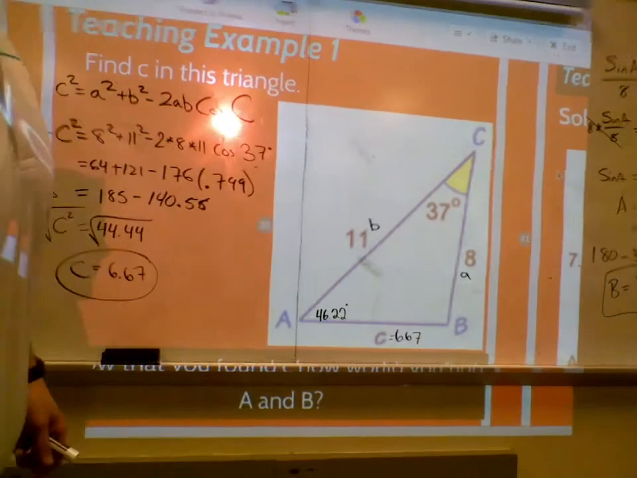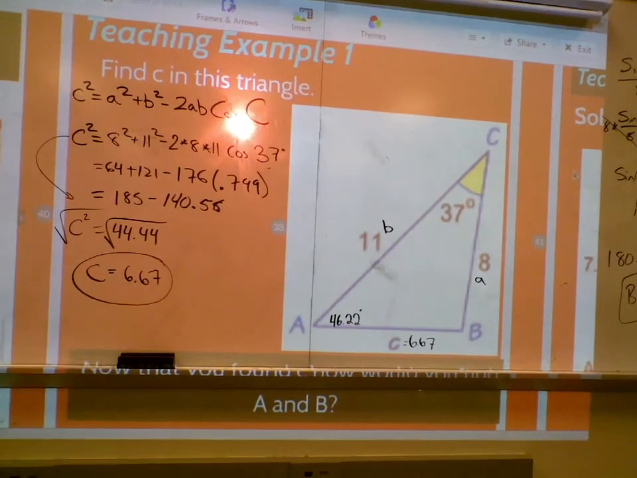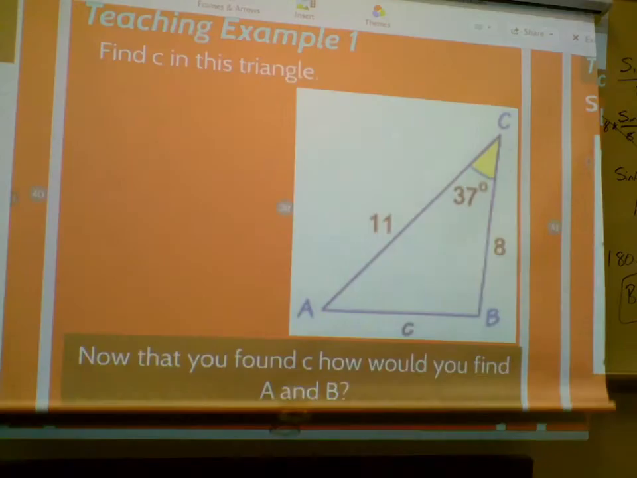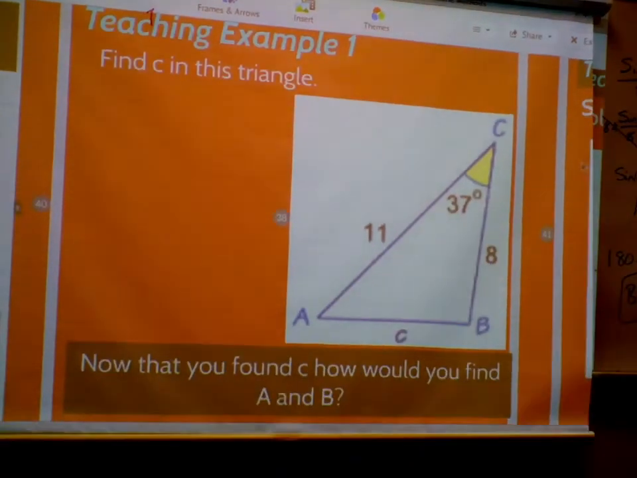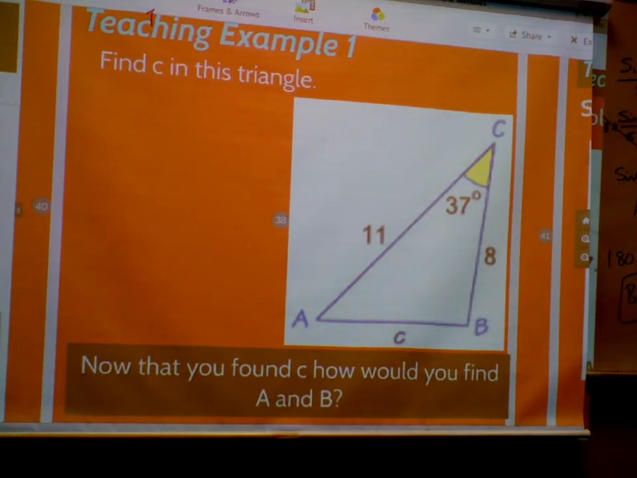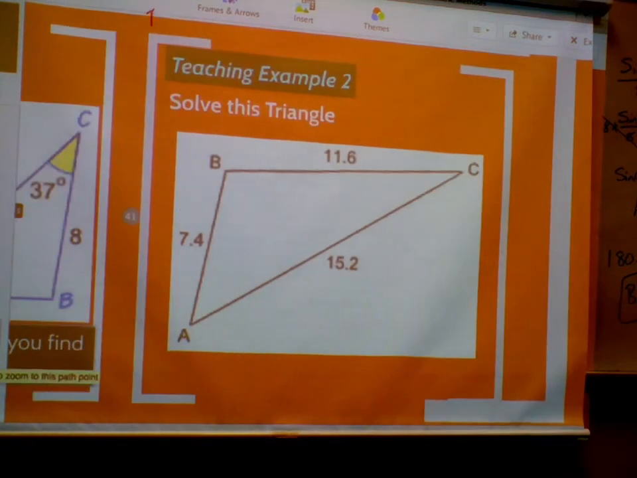Okay, turn the page real quick and take a look at teaching example number 2. Turn the page and check out teaching example number 2. Ladies, stop hitting each other.